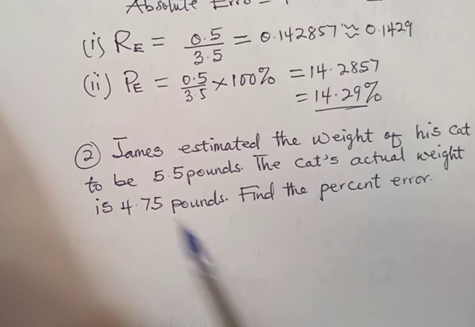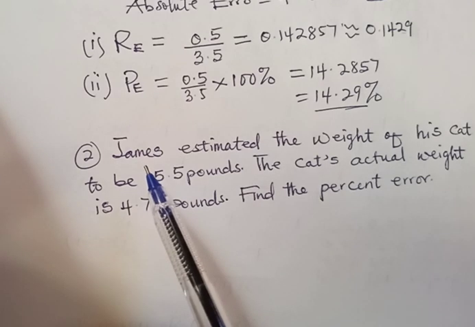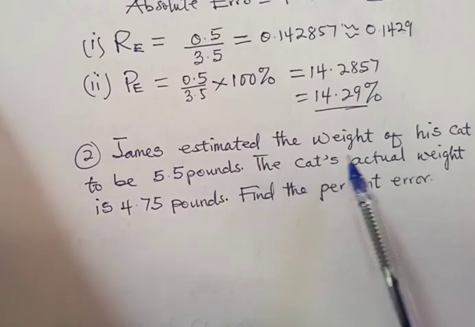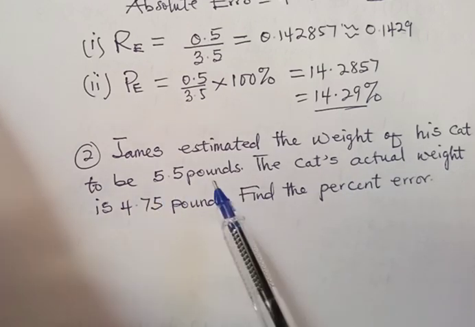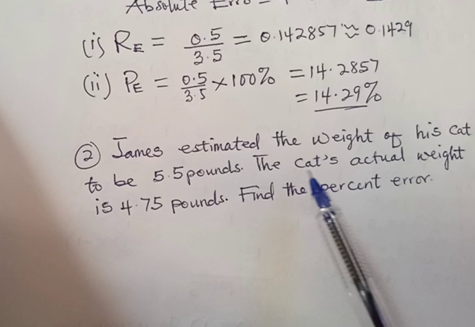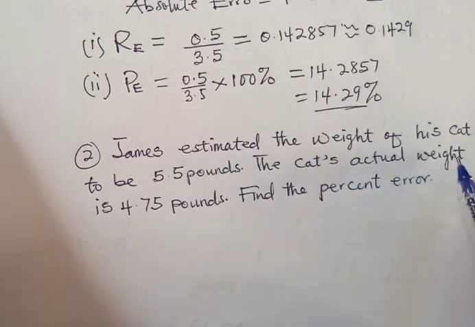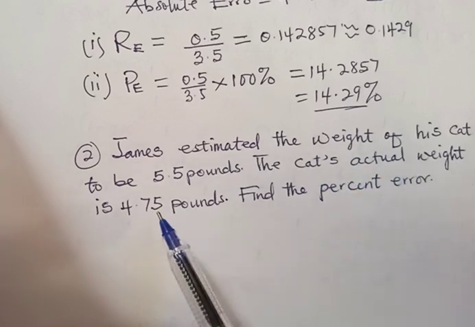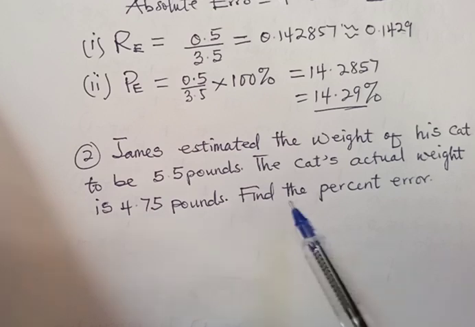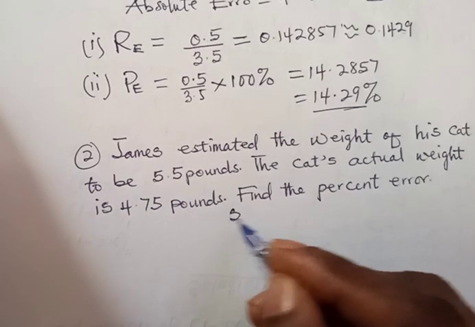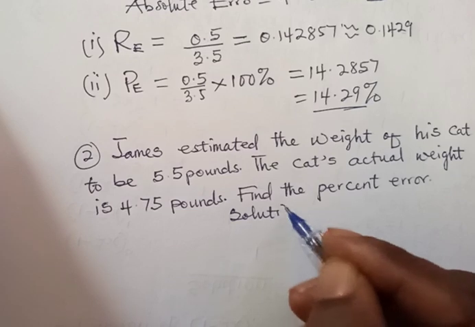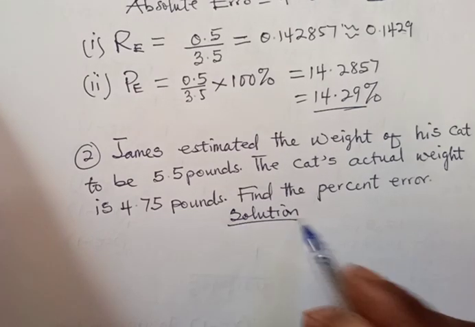So in our second question, it says James estimated the weight of his cat to be 5.5 pounds. The cat's actual weight is 4.75 pounds. Find the percent error. Good. So the same situation here. We just apply what is given to us.